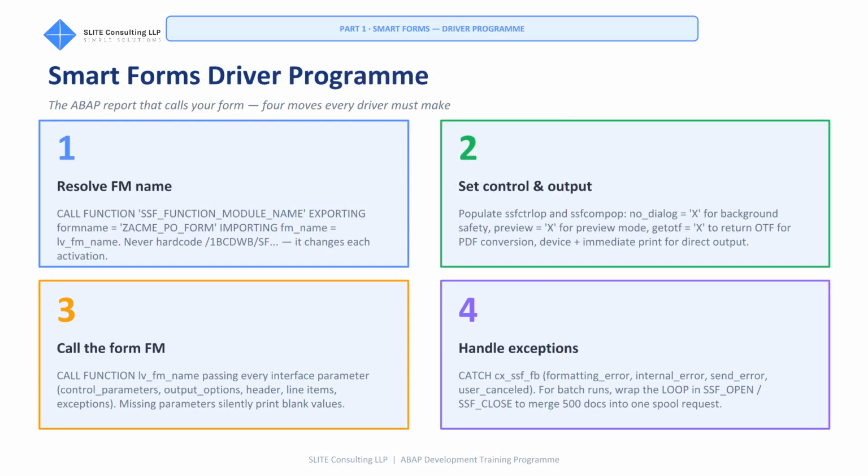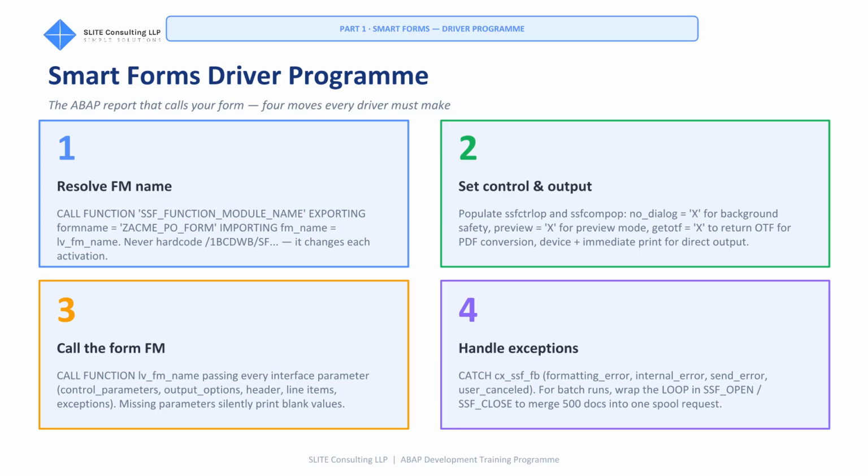The driver program follows a 5-step pattern. Step 1. Load your data. Select the PO header and line items into structures and tables. Step 2. Get the generated FM name by calling SSF_FUNCTION_MODULE_NAME with your form name. If sy-subrc is not 0, the form does not exist. Handle the error and return.